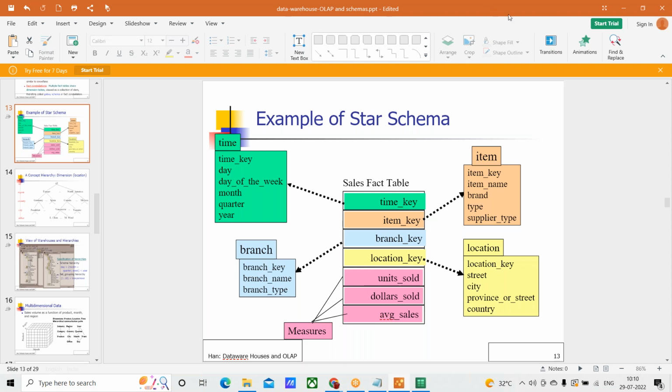So now you got the difference between star and snowflake, and why, while there is a star, people will go for snowflake and all. Okay, fine. So that is about the star and the snowflake schema.